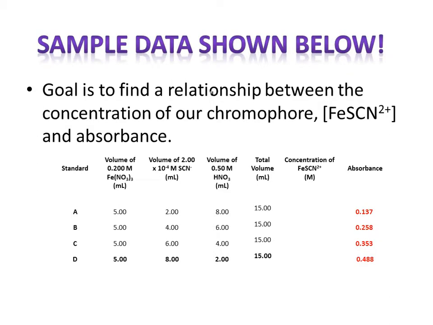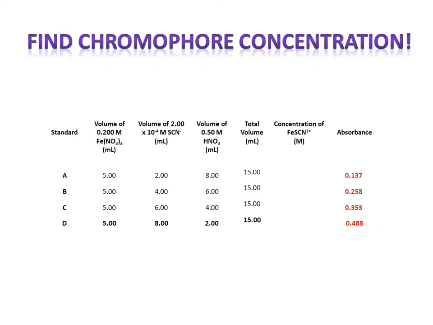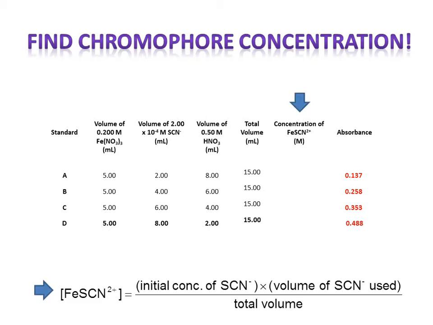We've got some absorbance data from part 1 of the lab. The goal of part 1 was to find a relationship between the concentration of our chromophore, our iron thiocyanate complex, and absorbance. So to start out, because we have absorbance data, we need to calculate, to go with that, some concentration data for our iron thiocyanate. So we need to fill in this indicated column here. And we're going to do that using the equation shown below.